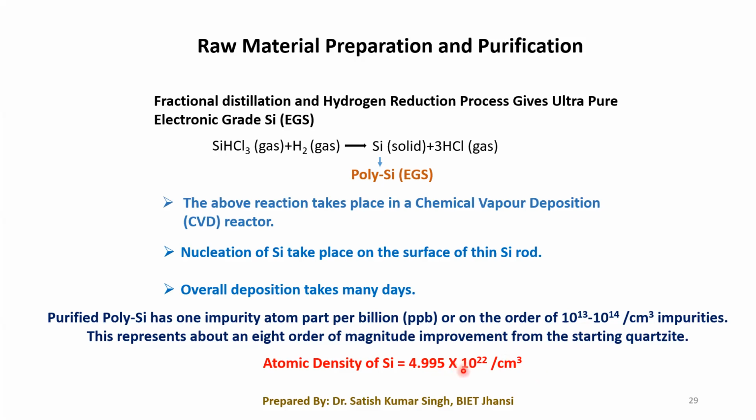So many atoms we have, and that's why we are saying only one impurity atom for every billion of your silicon atoms. Within one centimeter cube of silicon, you will have so many silicon atoms, 10 to the power 22, and within this we will get these many impurity atoms. If you calculate the percentage of impurity atoms compared to the number of silicon atoms, you will find that it is 99.99% pure. That's why we are saying that it is ultra pure silicon.